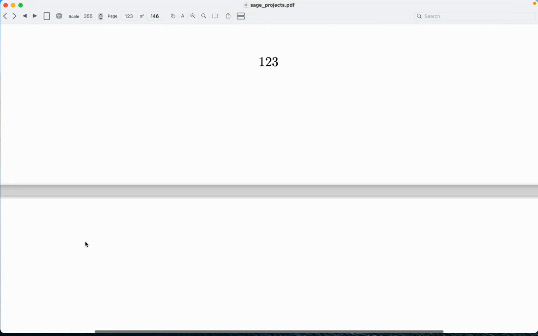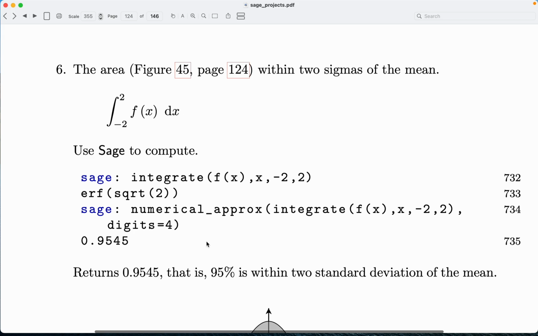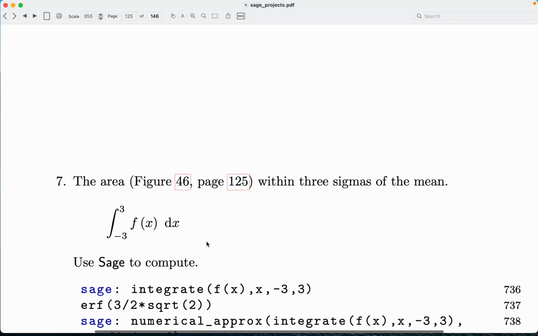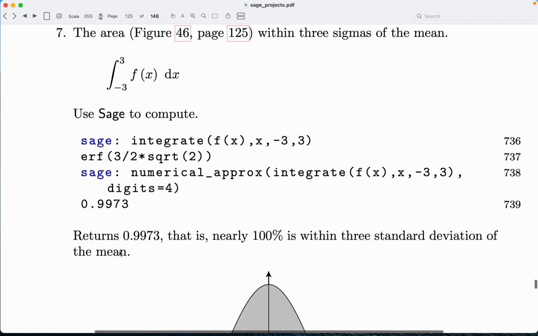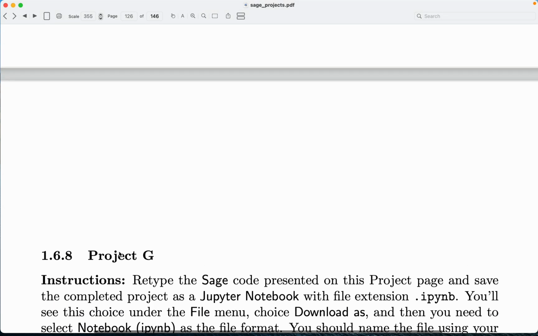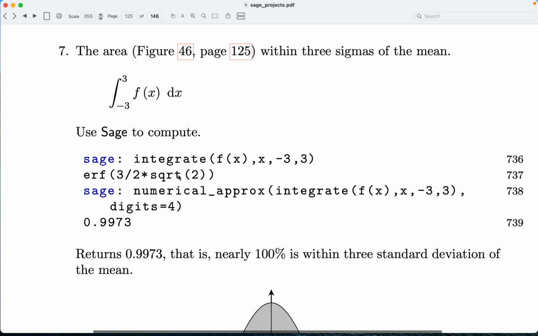Again, 2 standard deviations, about 95% of the population. I don't know if they did 3. Yes, they did. You're looking at almost 100% of the population within 3 standard deviations. That's about it. I'm not going to type the code in for you, but I'm using 2 different things, integrate, and numerical approximation, to do the problems.